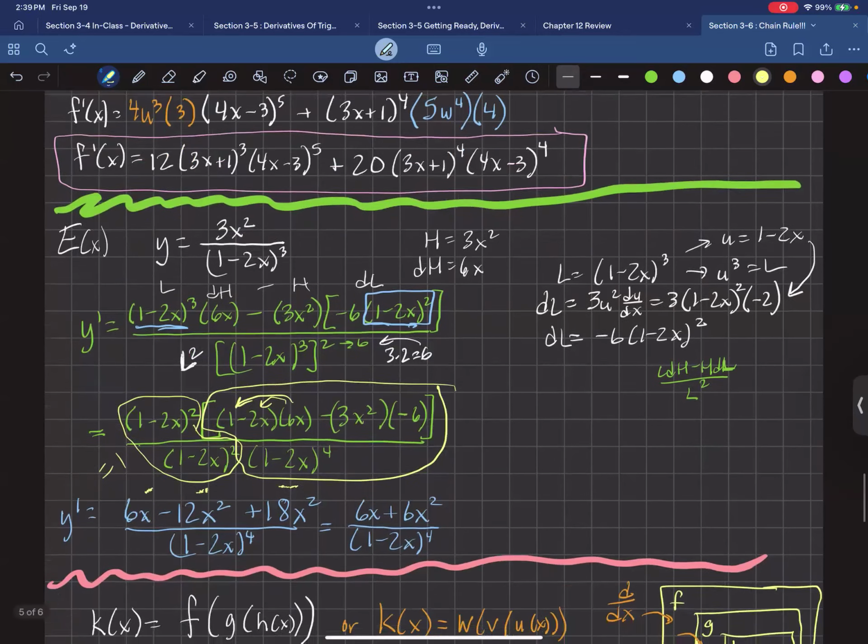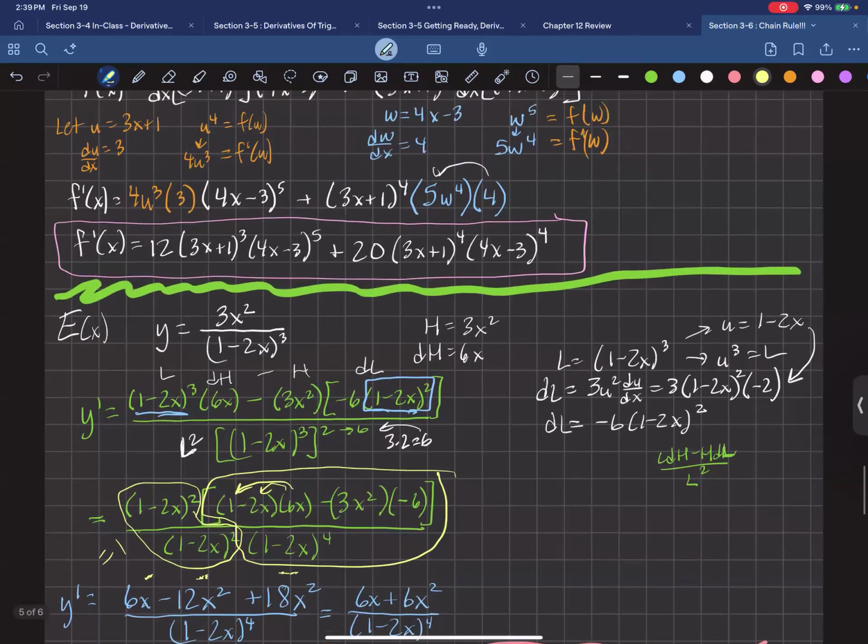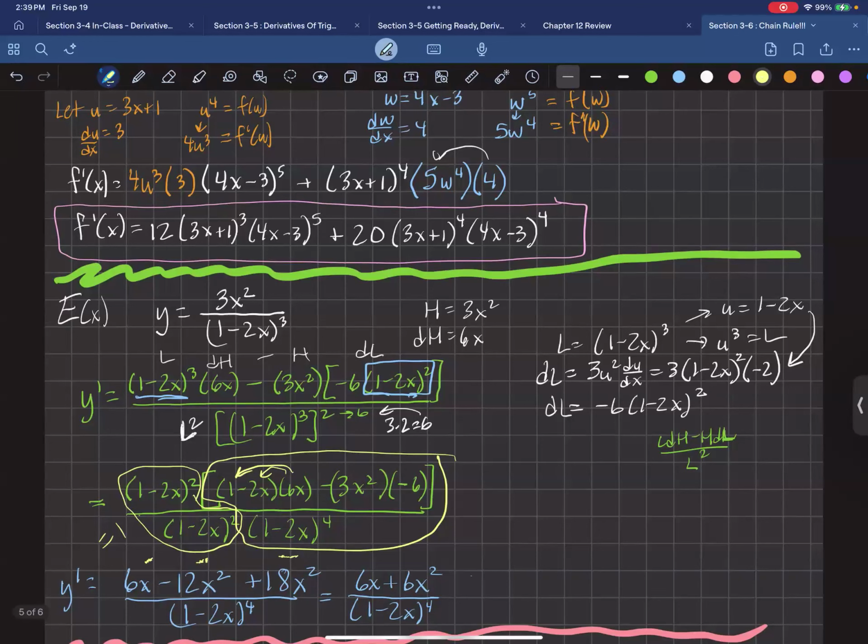You can check to see if it simplifies. And the way you would do it is you can factor out both a 6 and x on top. If you do, you have 6x times 1 plus x on top, 1 minus 2x to the 4th power on bottom, and nothing cancels. So you could stop either way, with the 6x plus 6x squared or in the factored form. All right.